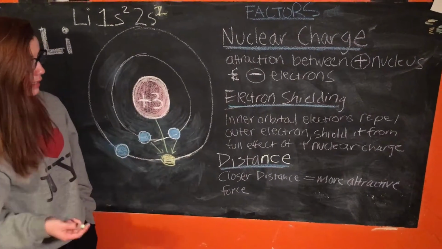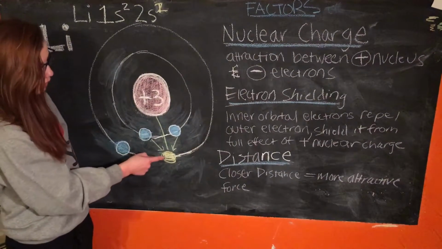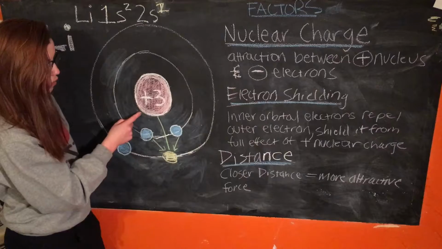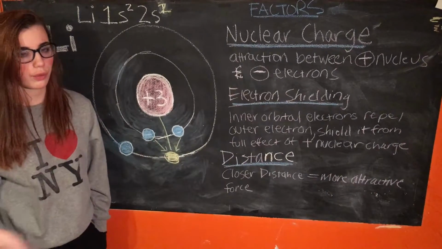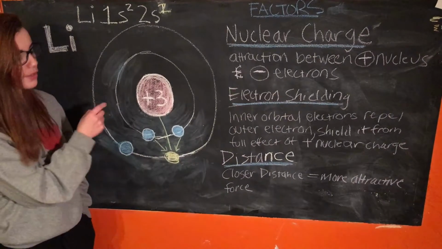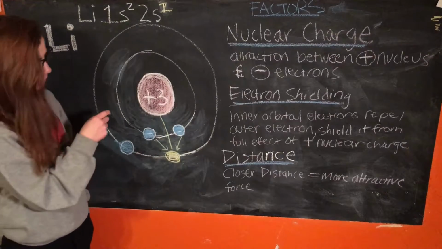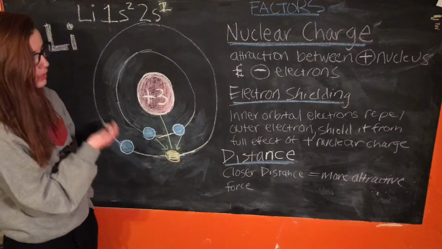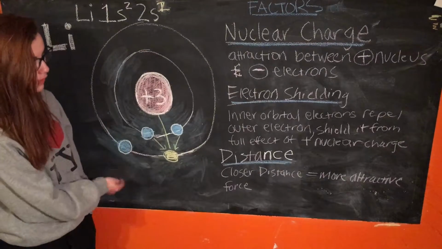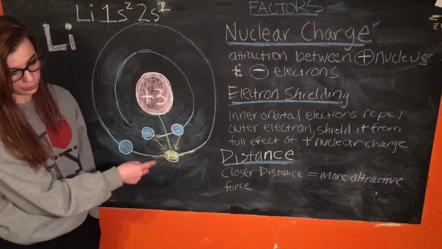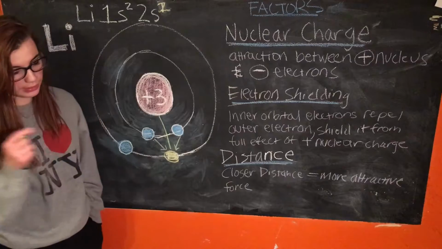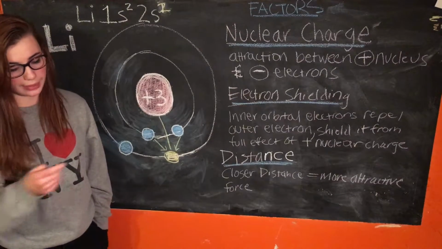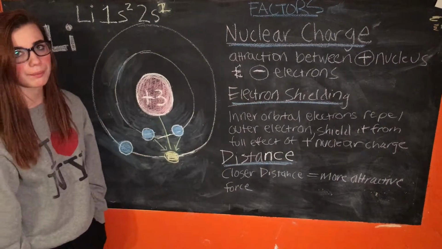The third piece is distance. So the closer the distance between the electron and the nucleus, the more attractive force will be present. So overall, there's an attractive force that this atom has for this electron, which is known as electron affinity. So this atom has an electron affinity for this electron. This means that it gives off energy when you add an electron to form this negative ion.